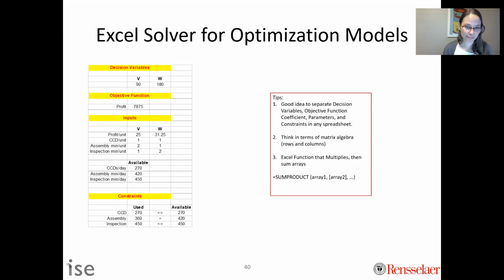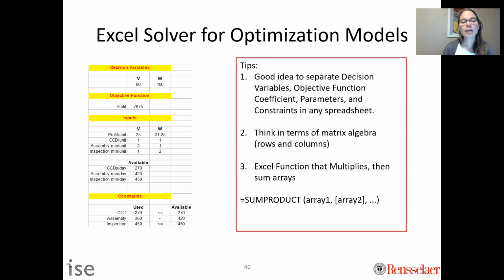But there are some tips if you haven't used it. First of all, you should segregate your decision variables. It's also useful to think in matrix algebra, so columns and rows. It is important to set things up that way, and we'll do an example in class. The other thing we're going to use a lot of is a function called SUMPRODUCT, which is basically the dot product of something.